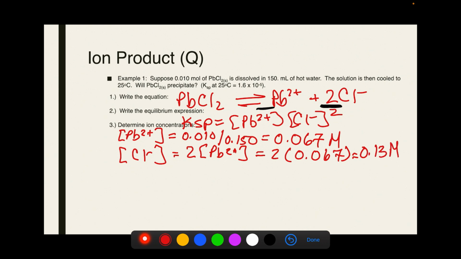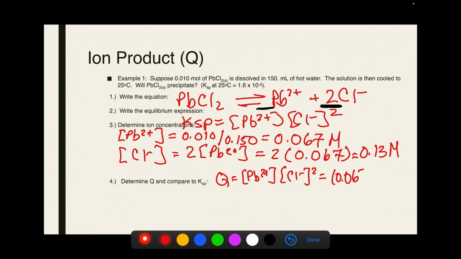0.13 molar chloride. Now that we have concentrations under these conditions, we can determine our Q value. So our Q expression is going to be the same as our K expression, so Pb2+ concentration times Cl- concentration squared. So in this case, 0.067 times 0.13 squared. Doing that math, we find that Q is 0.0012.